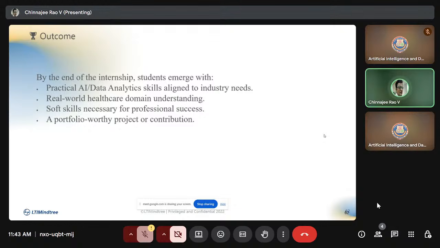If you are giving old techniques, then companies won't choose those students, right? Then real world healthcare domain understanding. Then soft skills necessary for the professional level. Exactly what soft skill is required. If he is strong in technical but not strong in communication, he is not fit for this kind of job, right? So communication and soft skills should also be sufficient. Then portfolio worthy projects. The third and fourth will be taken care of by PAT. I think in all colleges PAT will take care of these soft skill grooming sessions, right? That is also mandatory.